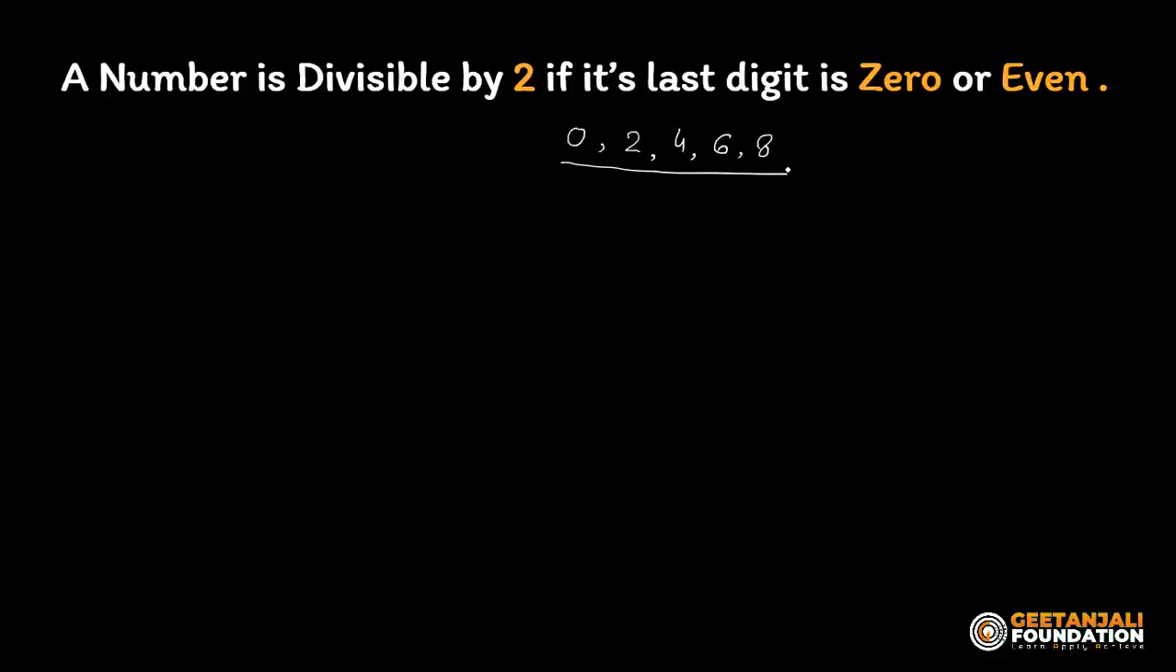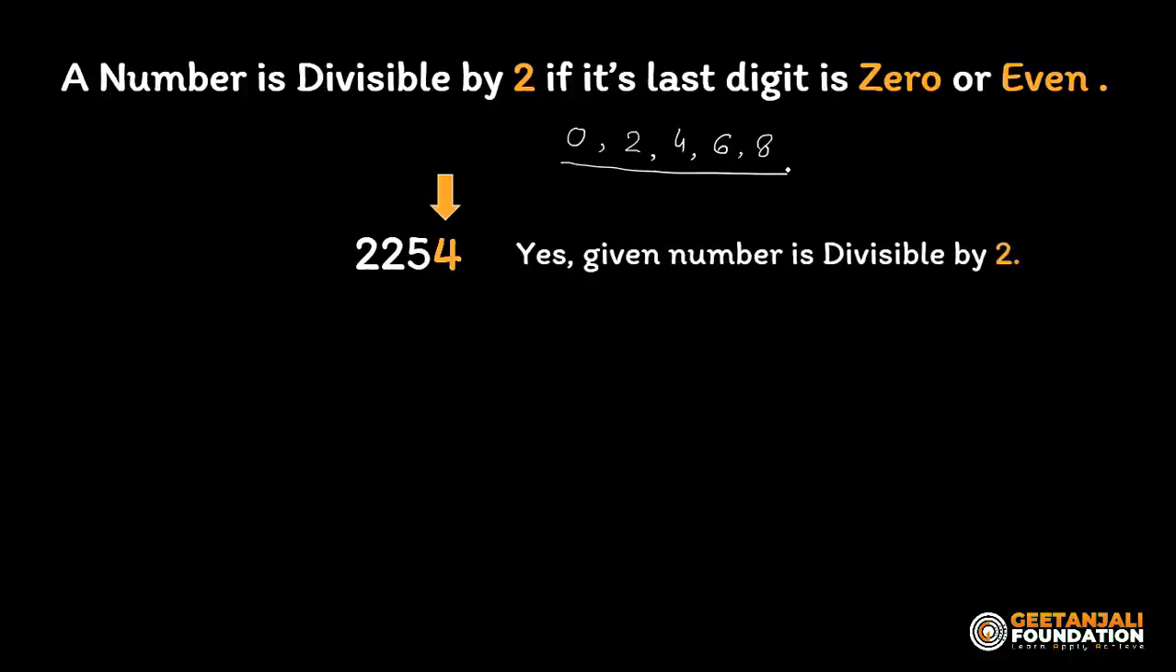Let's take one example. I've taken 2254. Now you have to test whether this number is divisible by 2 or not. So let's take its units place digit. It is 4. It is an even number. So the given number is divisible by 2.